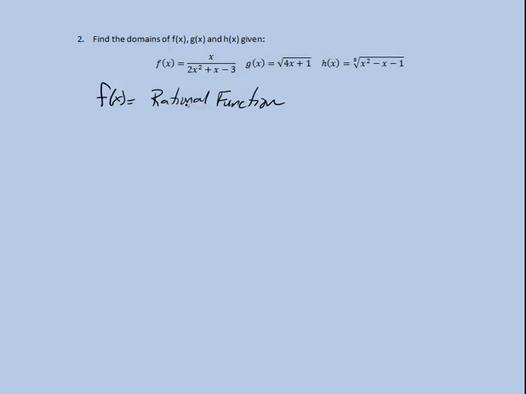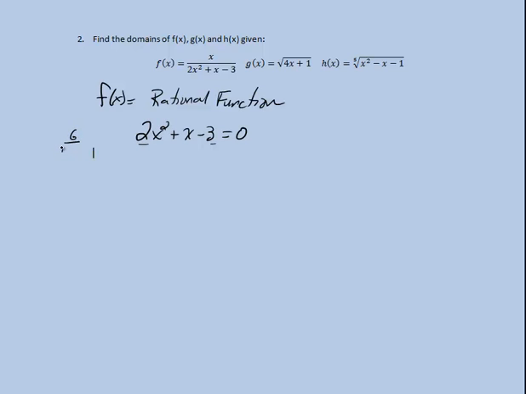So in order to find the domain of f of x, we're going to set 2x squared plus x minus 3 not equal to 0. We can solve this using two different mechanisms. The first we can factor, or the second we can use the quadratic formula. I like to factor. So we're going to take 2 times 3, which gives you a value of 6.